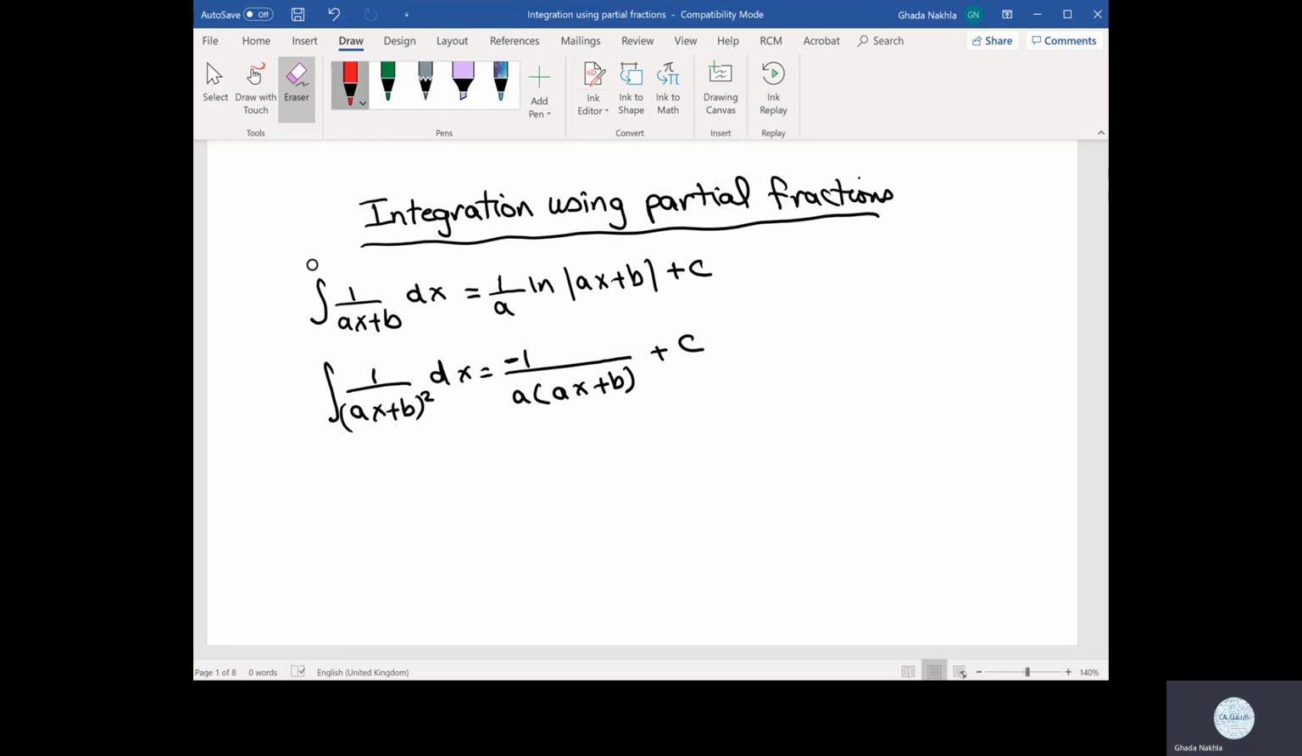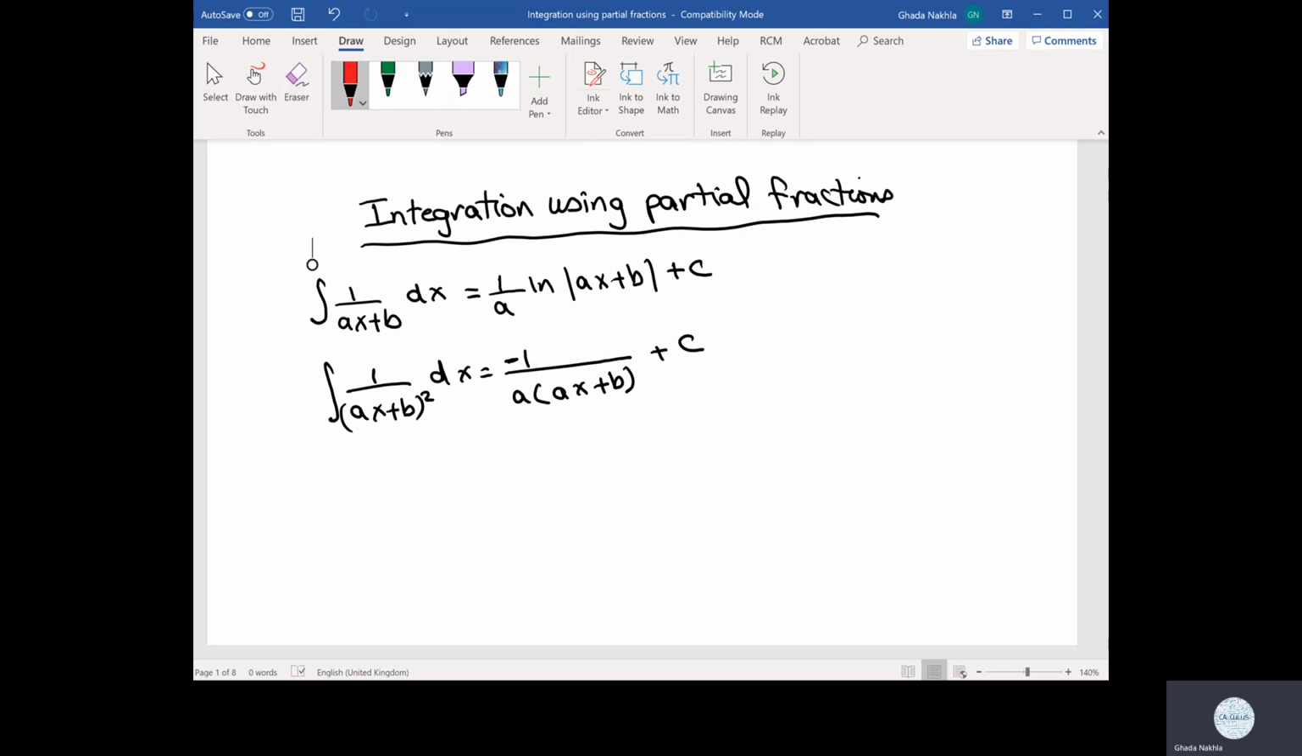Today we will learn a little bit more about integration using partial fractions. There are a couple of things which you need to be aware of. The first one is the integration of 1 over ax plus b dx is equal to 1 over a, where a is the coefficient of x, multiplied by ln mod of ax plus b plus c. So that's the first thing you need to be aware of.